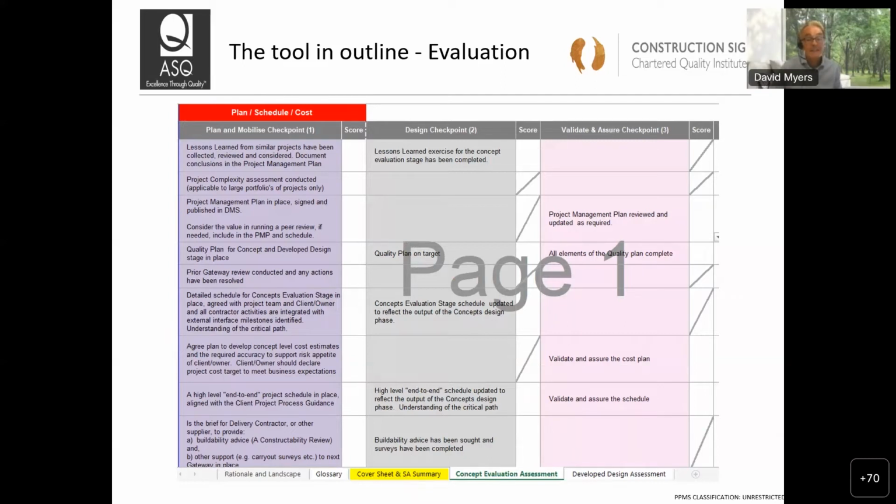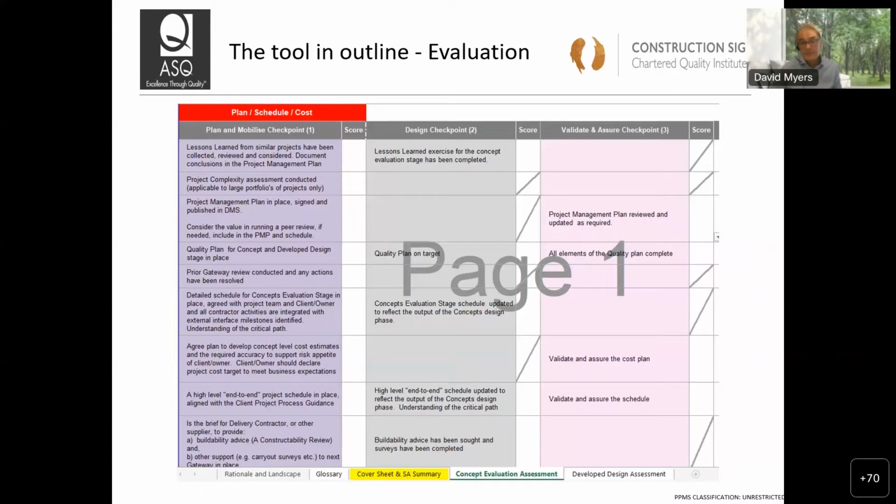But basically, it consists of 3 reviews. On the left-hand side, you do a review as you're just starting a stage of the project, either the concept stage or the develop design stage. Third to halfway through that, you do a design checkpoint review. And then towards the end of the stage, you validate and assure where you've got to. So what you're going to do is go through these points here and score yourself against them in the box, and the tool will just add up your score as it goes along.